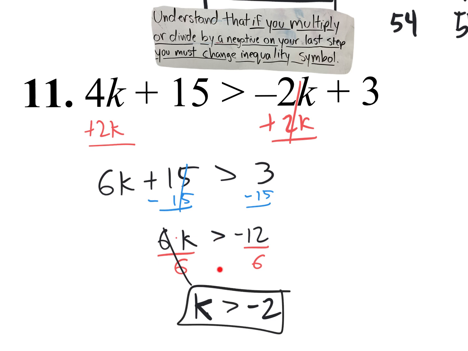That inequality just came down. Why did I not change it? The rule says, understand that if you multiply or divide by a negative on your last step, you must change the inequality symbol. Did we multiply or divide by a negative here? No, we divided by positive 6. So it does not change. It does not flip.